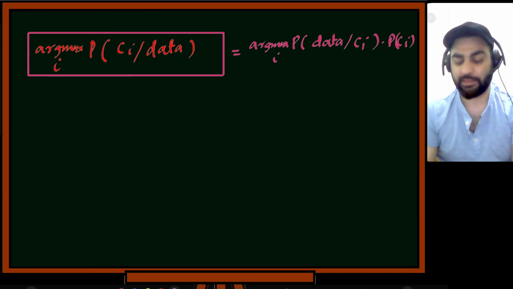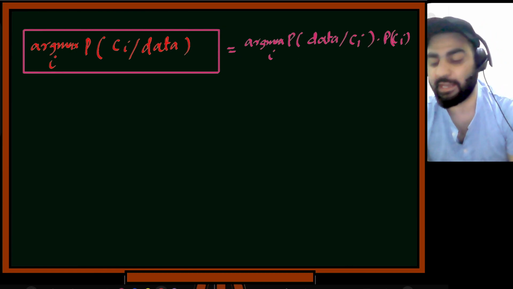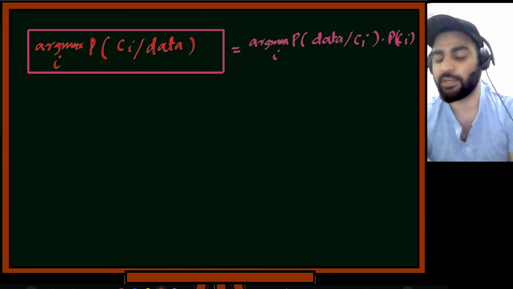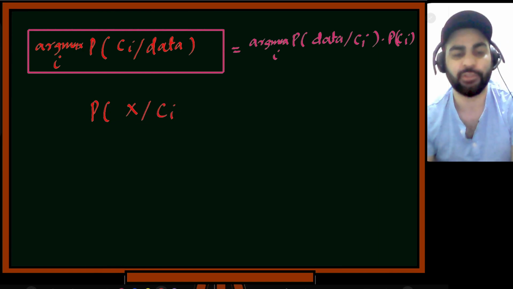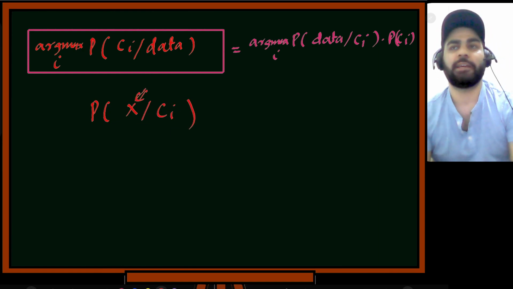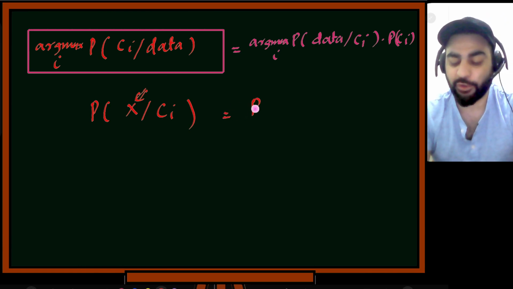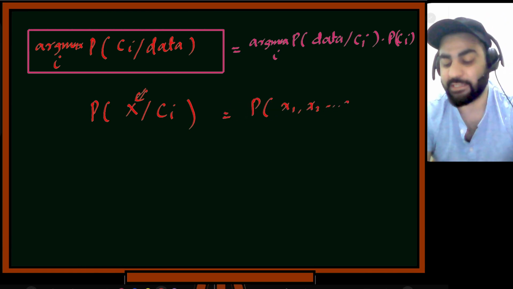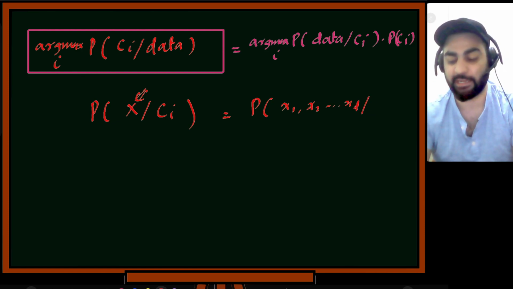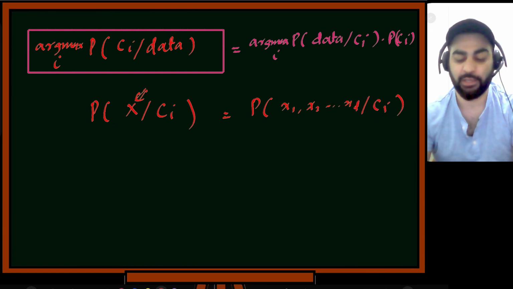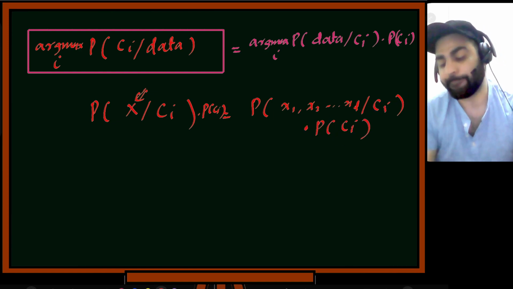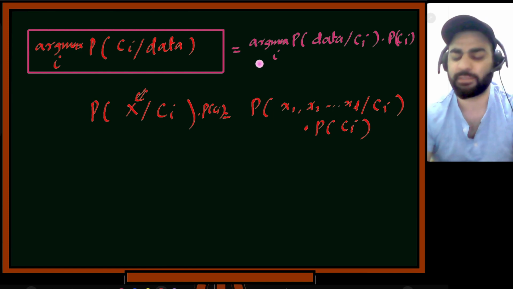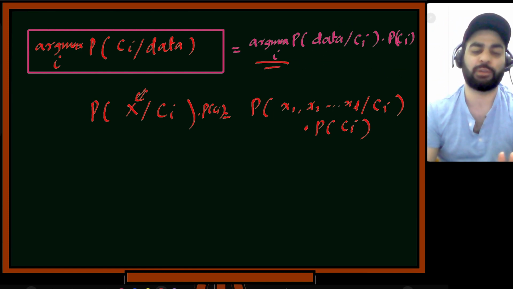Yes, sir. If this is clear, how can I expand this? Now, how is my data? Data is basically x given some class Ci, where x contains different features. So this will be probability of x1, x2, till xd, because I have d features, given the class Ci. I'm talking about the likelihood, multiplied by probability of Ci. This I have to compute argmax of. Let's drop the argmax for now. First we'll expand this and see mathematically what the answer is.